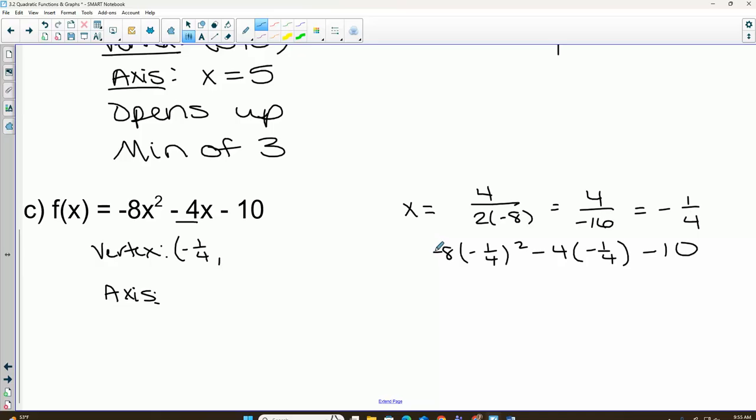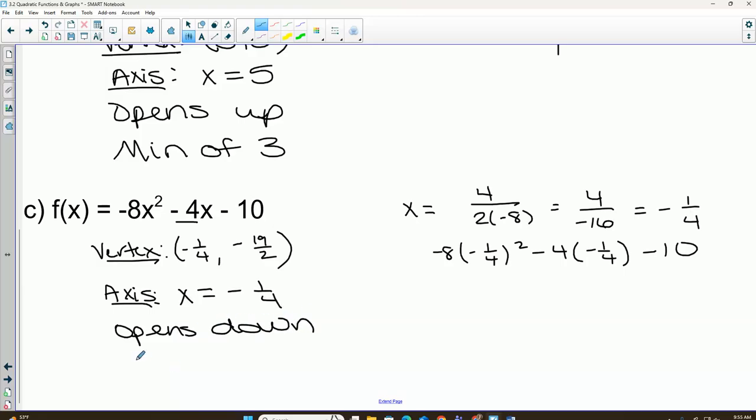So, what do you get? -19 half. So what's our axis of symmetry? But you have to write it as x equals -1/4. It's a line. Does this open up or down? So is that a max or a min? And what is our max? Okay. Is that one okay? All right.